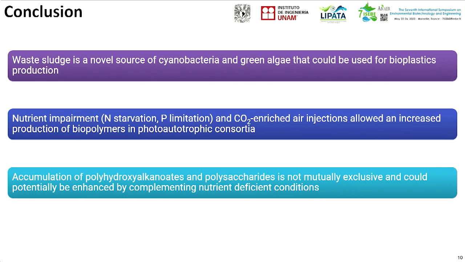So as a conclusion, we can say that waste sludge is a novel source of cyanobacteria and green algae that could be used for bioplastics production, that nutrient impairments such as nitrogen starvation and phosphorus limitation and CO2-enriched air injections allowed an increased production of biopolymers in photosynthetic consortia, and ultimately that the accumulation of polyhydroxyalkanoates and polysaccharides is not mutually exclusive and could potentially be enhanced by complementing nutrient-deficient conditions with other methods, such as using methodologies that could reduce the amount of oxygen dissolved in the medium, such as profiting from microalgae-bacteria associations, or by inducing other micronutrient deficiency, which could impair the energy requirements of the ROS production.